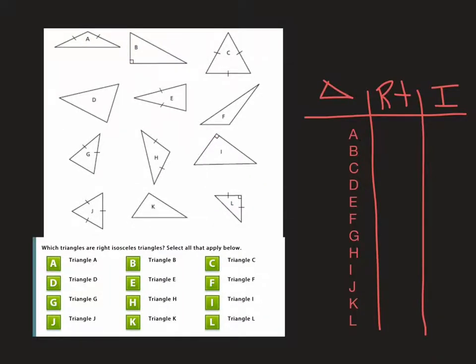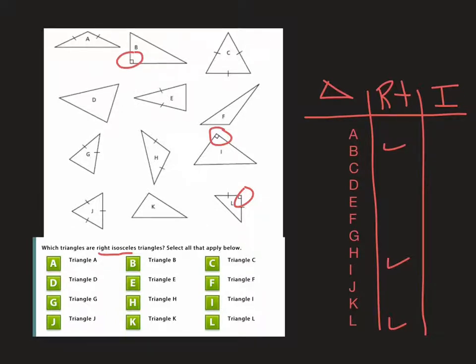So for the second category of these triangles, they want us to identify triangles that are right isosceles triangles. And remember, for an isosceles triangle, we're just looking for those marks of congruency. So we need triangles that are right and isosceles. So since B, I, and L were the only right triangles, those are the only ones we need to be concerned with. So which of those are right and isosceles?